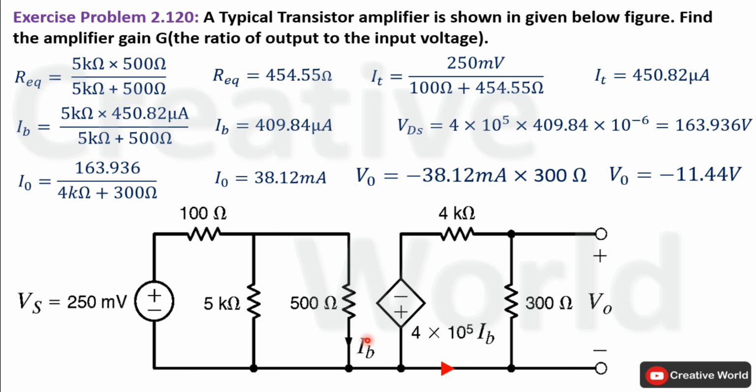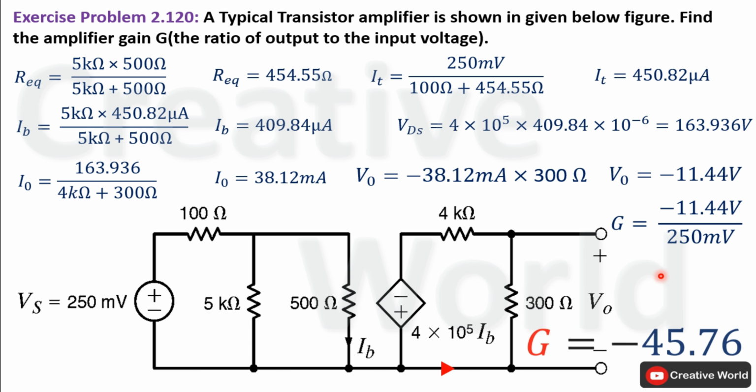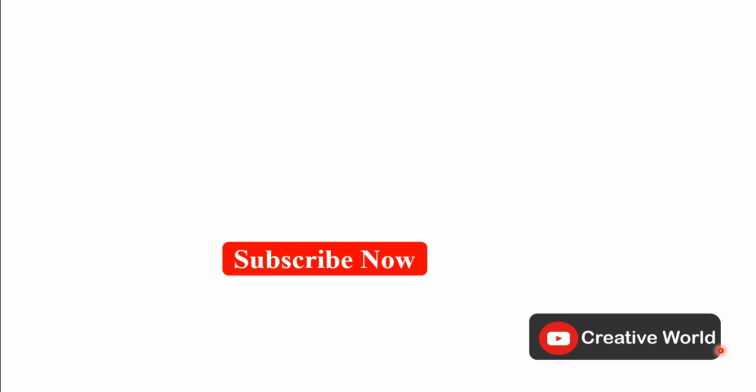So now we can calculate the gain of the amplifier by dividing output voltage by input voltage. So gain of the amplifier will be equal to minus 11.44 volt divided by 250 millivolt. So the gain of this amplifier will be minus 45.76. So this was exercise problem number 2.120.